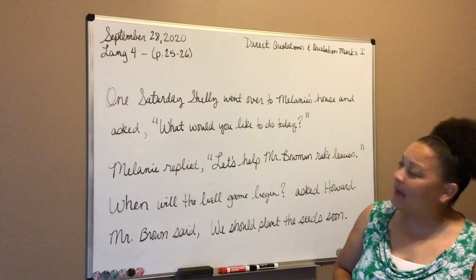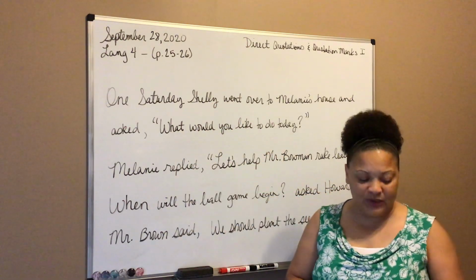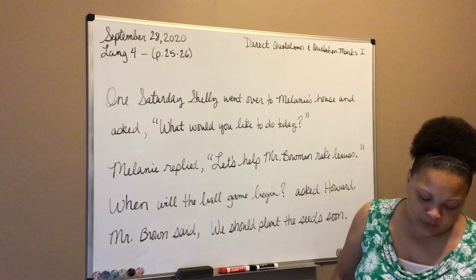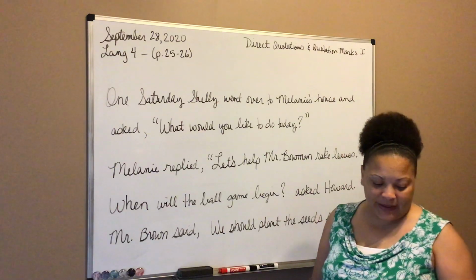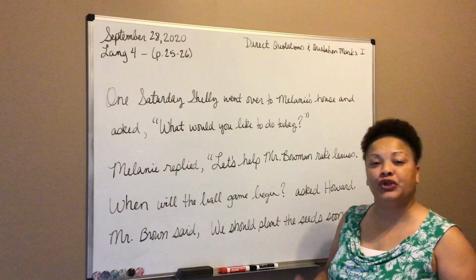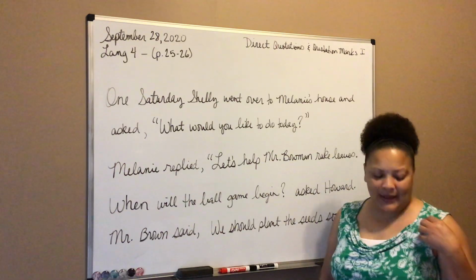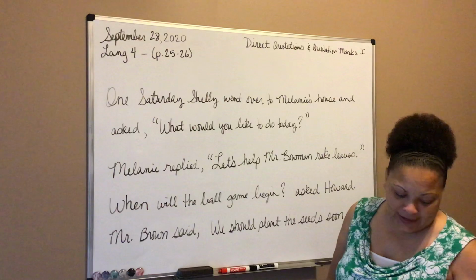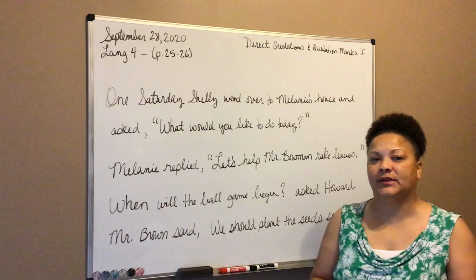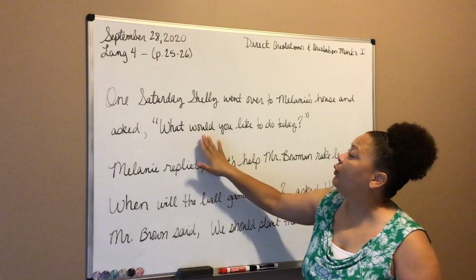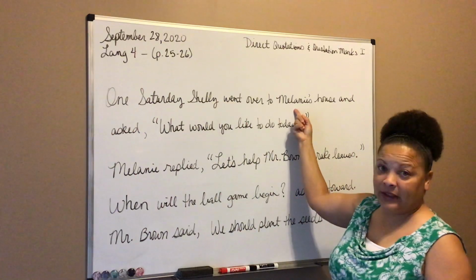So here, I have written the first example and the second example that's written in your blue section on page 25. Okay? So it says, one Saturday, Shelley went over to Melanie's house and asked, "What would you like to do today?" So what are the words that Shelley asked Melanie? What were her words, right? What would you like to do today? This is what Shelley said to Melanie, correct?